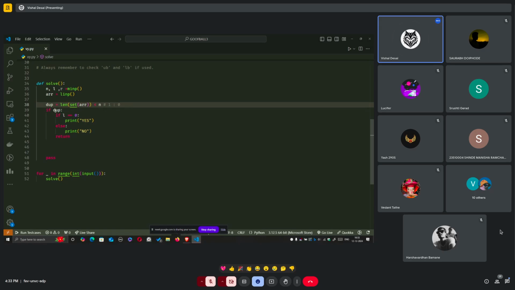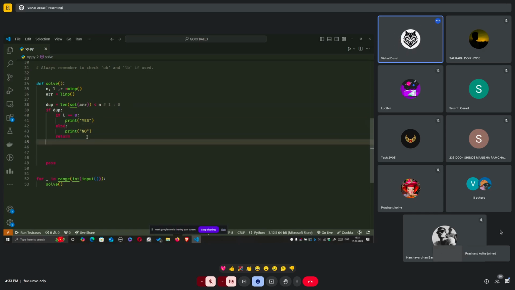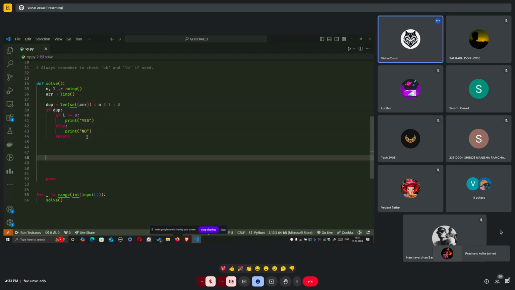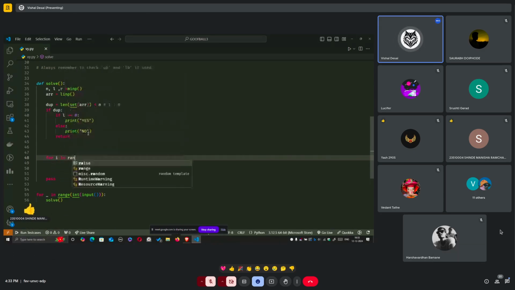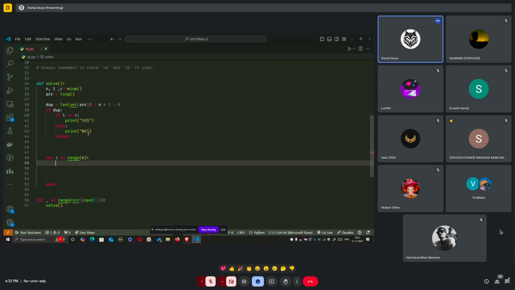Okay. And if the value is 1, that is our entire product will be 0, right? So the condition will be if L is equal to 0, then print yes, or else print no. Okay, did everyone get this? So this is basically finding duplicates. You can implement this anyway.